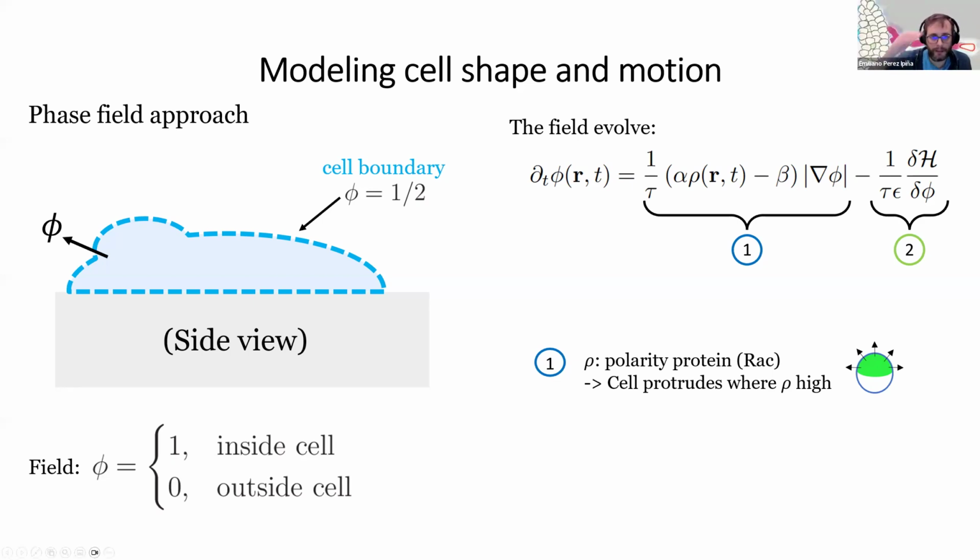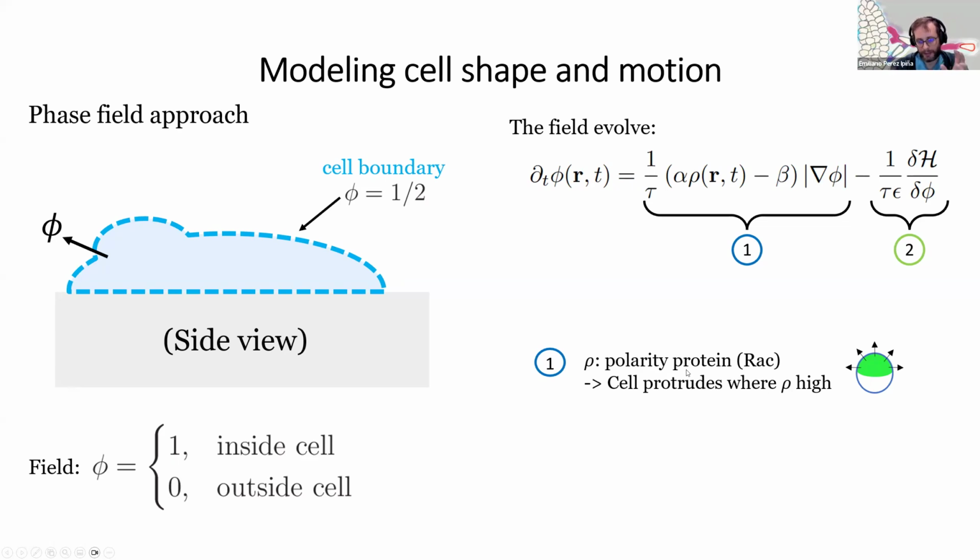So as I was saying, here we model the cell shape and motion using a phase field approach. In the phase field approach, the cell is described by a field that takes the value 1 in those regions that are inside the cell and 0 outside the cell. And then we can define the cell boundary as where the field is equal to 1/2. And then the field is going to evolve following this equation over here that in principle has 2 terms. The first term is what drives the motility of the cell, and in this case, it is driven by this polarity protein that we call RAC.